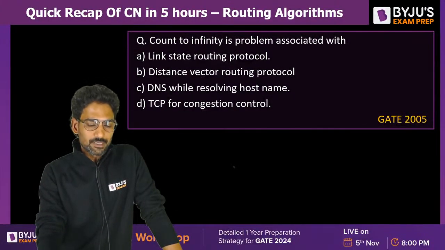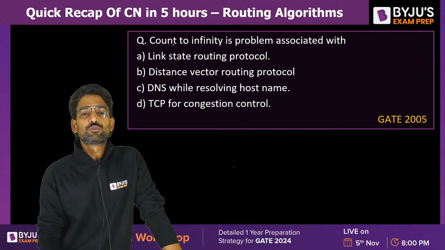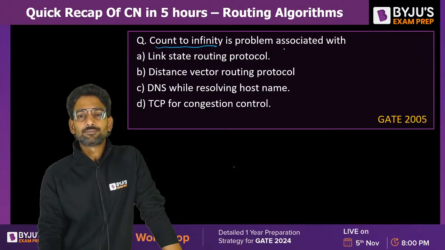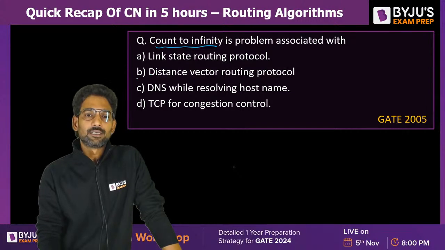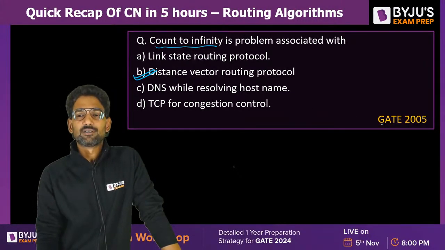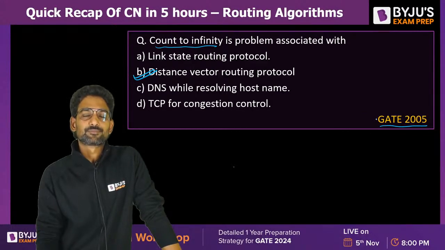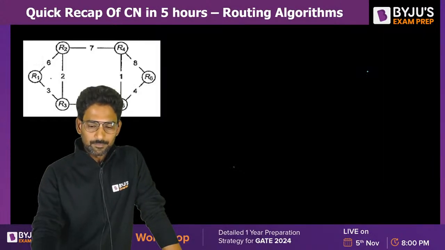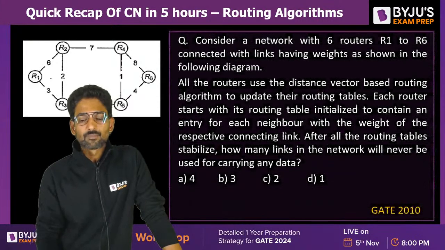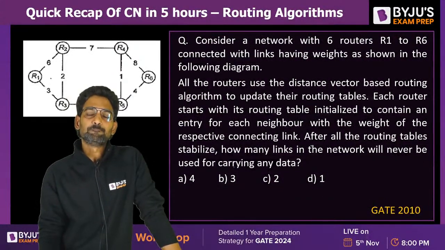So let's see a few GATE questions before we sign off. The count to infinity problem is associated with, as I just said, the distance vector routing protocol. This was a direct question in GATE 2005. And in GATE 2010, we have one question.